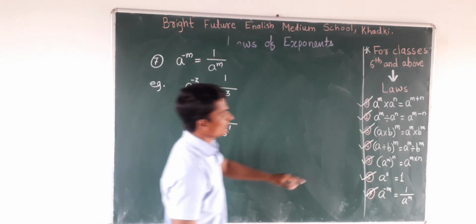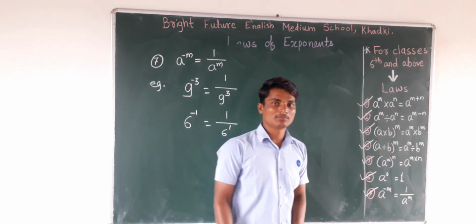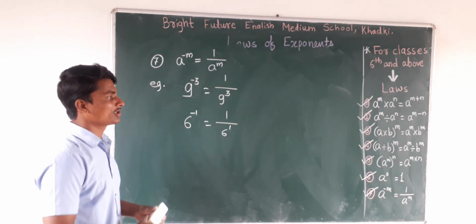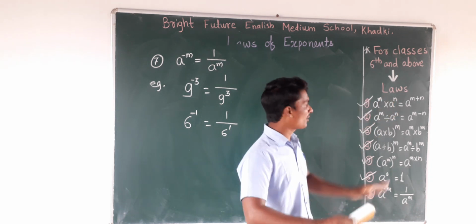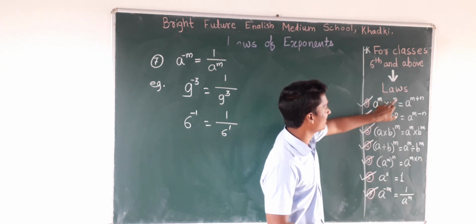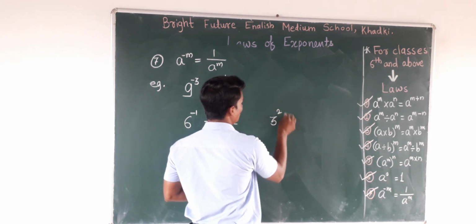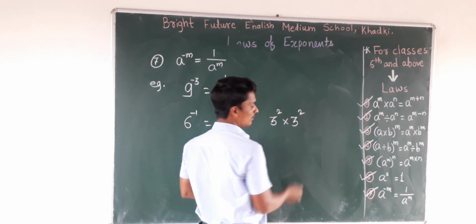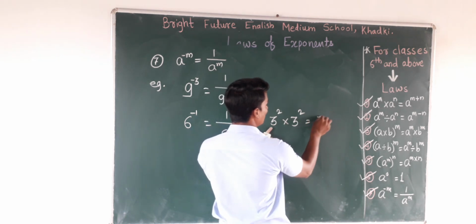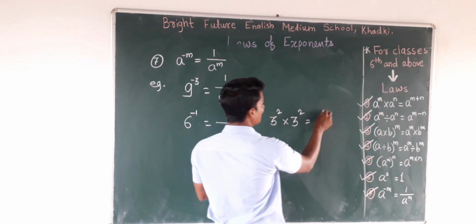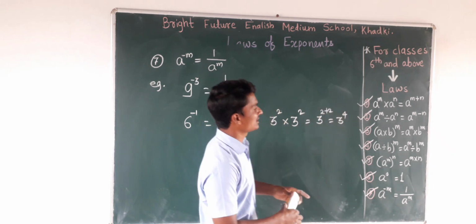So what we have to do, you all have to learn these laws by heart. A raised to m multiplied by a raised to n is equal to a raised to m plus n. If base is same, no problem. Whatever values will be there, m and n. Sometimes question like this: 3 raised to 2 multiplied by 3 raised to 2. Both have the same base. Then we have to write the base one time and add the power 2 plus 2. So 3 raised to 4 is the answer. So this is the first law.